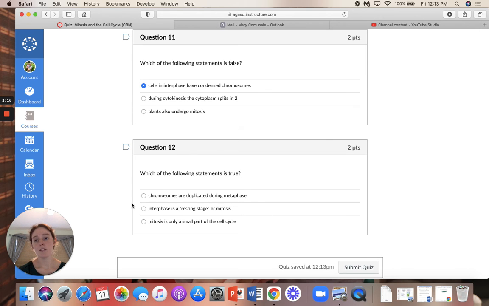Which of the following statements is true? Chromosomes are duplicated during metaphase. No, that's the S phase of interphase. Interphase is a resting stage of mitosis. Well, that is true. Let's see what the last one is. Mitosis is only a small part of the cell cycle. That's also true, it is a small section if you look at the pie chart.